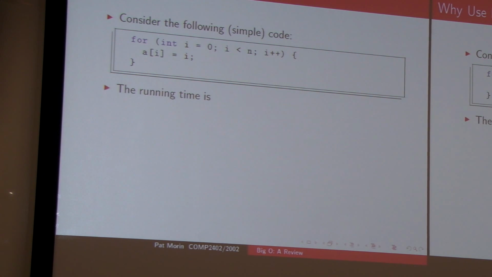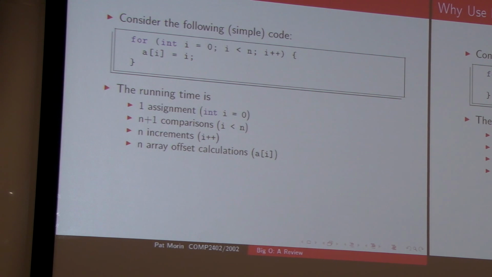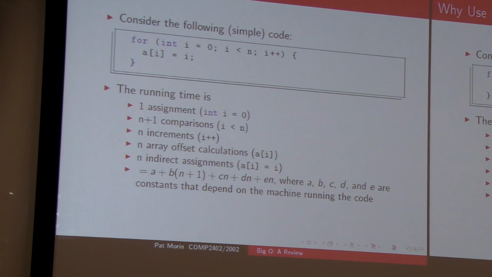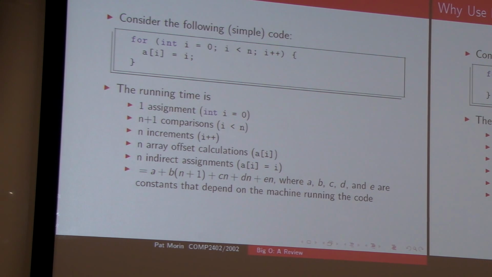If we don't have this big O notation, we end up saying, well, actually, no. The running time is the time it takes to do one assignment, setting i equals 0. Then we end up doing n plus 1 comparisons, that's i less than n. We also do n increment operations. Don't forget to do an array offset calculation. Then we do n indirect assignments where we assign a value to an array location. So the running time, if we didn't have big O notation, we'd have to write as a plus b times n plus 1 plus cn plus dn plus en, where a, b, c, d, and e are constants that depend on the machine we're running.